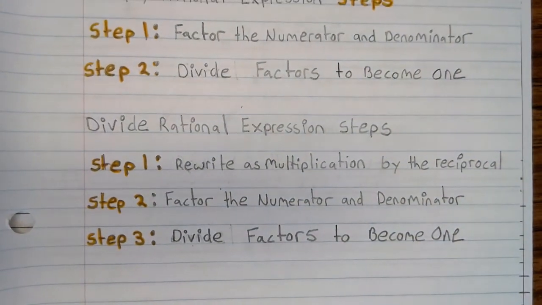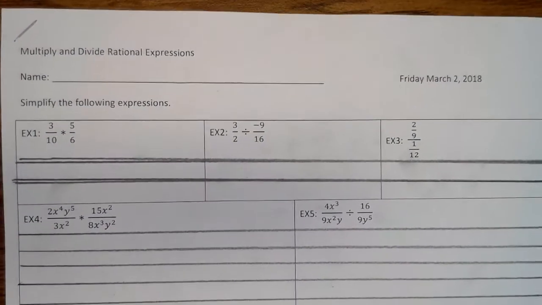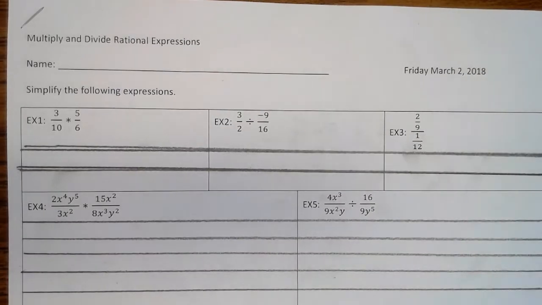Okay, with that, you would finish your notes. All right, now your notes are completed. Now let's take a look at the examples. Multiply and divide rational expressions. Simplify the following expressions. Example 1, 3 times 10 times 5 divided by 6.